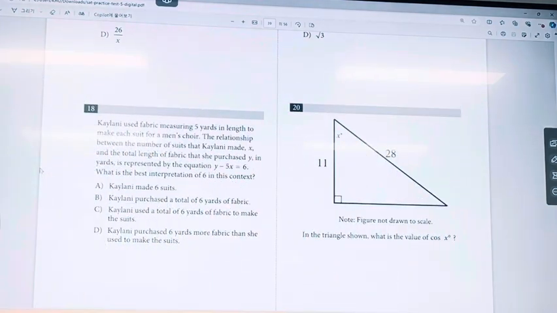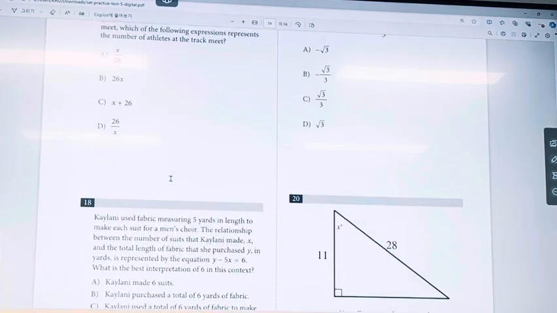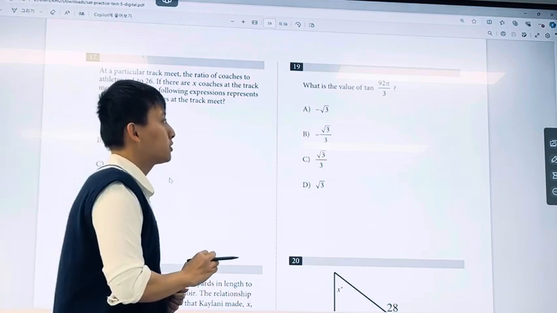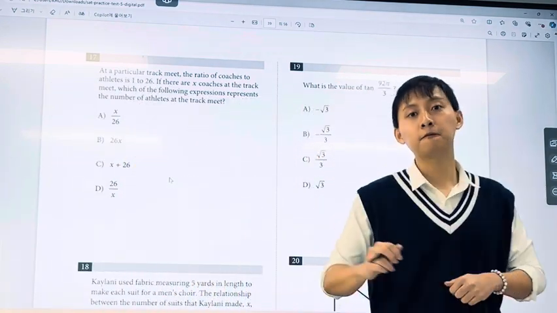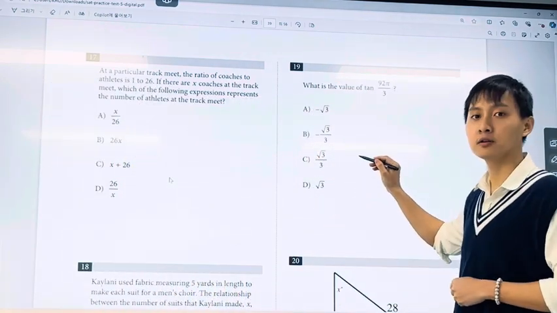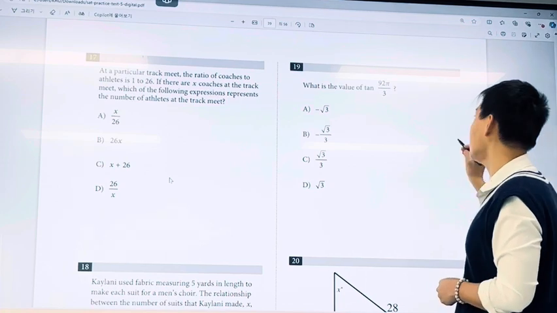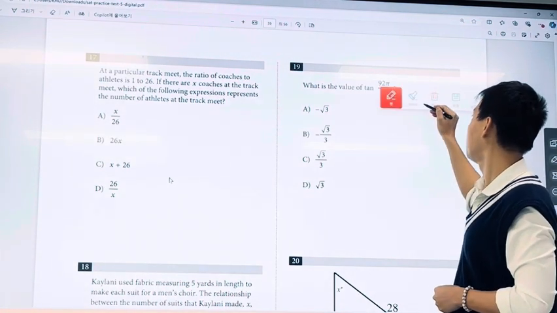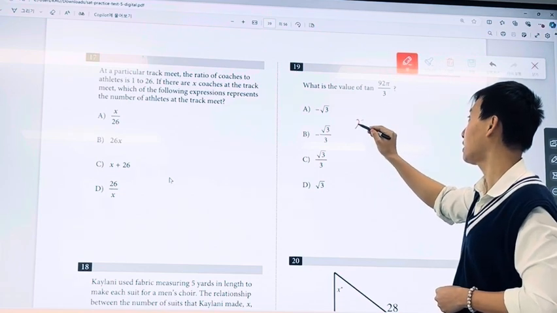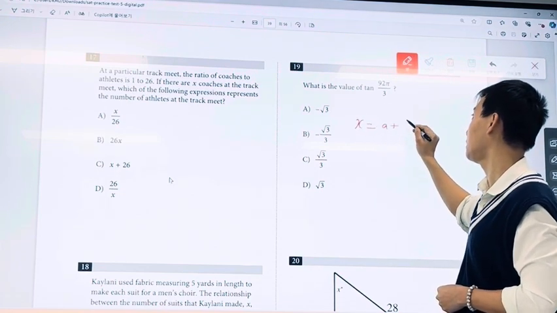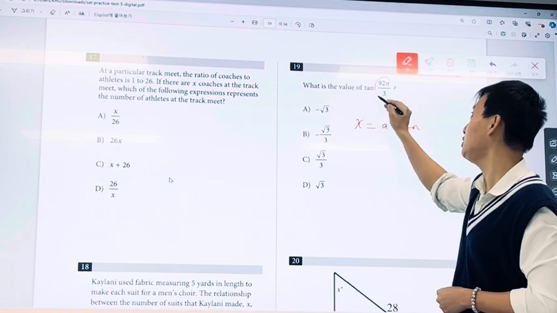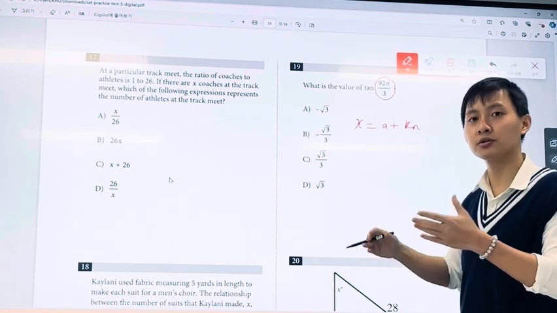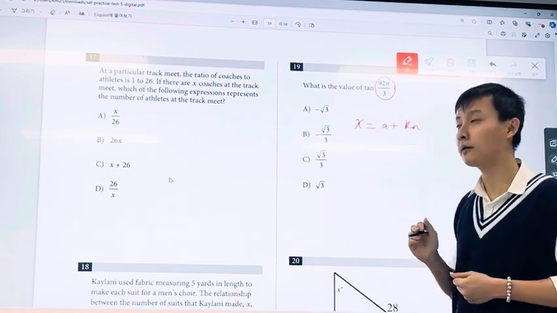Okay. Next one, question 19. One question about trigonometry, right? So what is the value of tan? One thing you remember, the cycle of tan is going to be pi, right? You can write x equal to a plus k pi. Right, so this is a huge number. No matter what huge number, you just show it in the form a plus k pi, right?